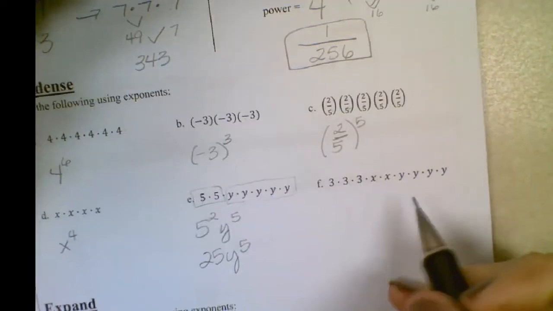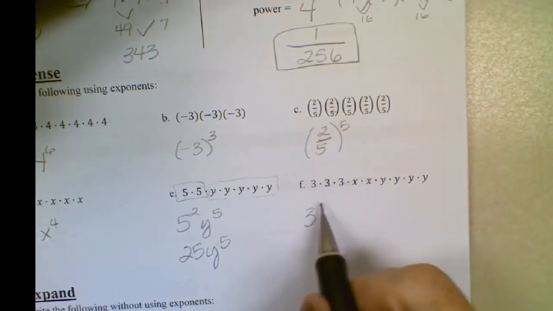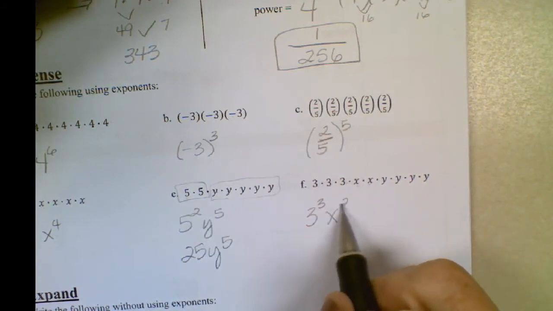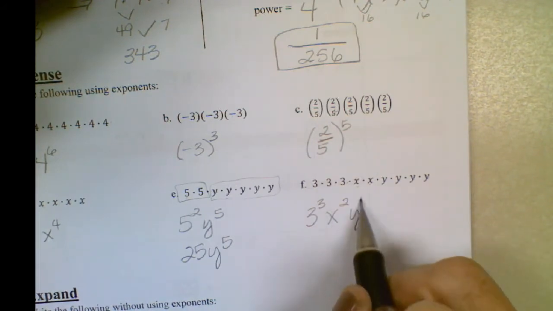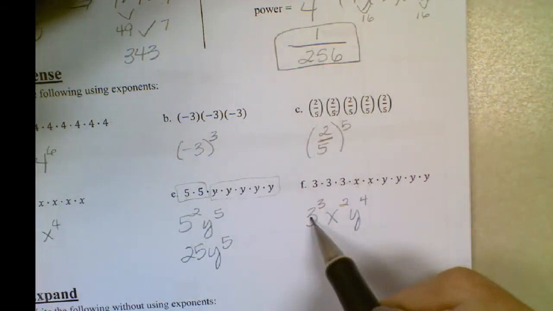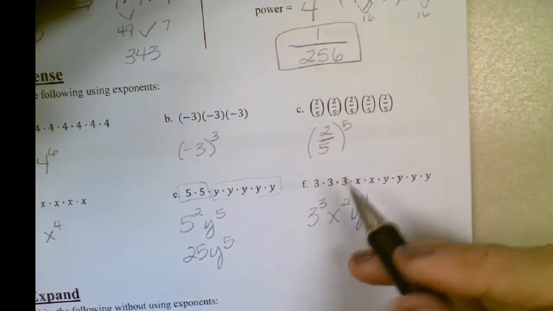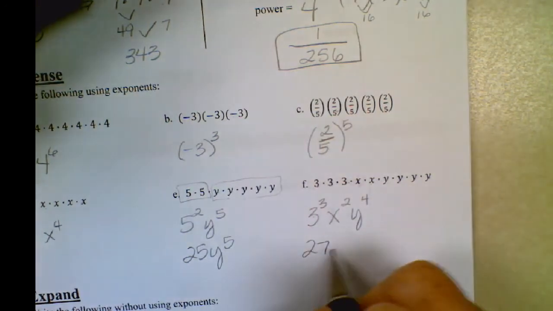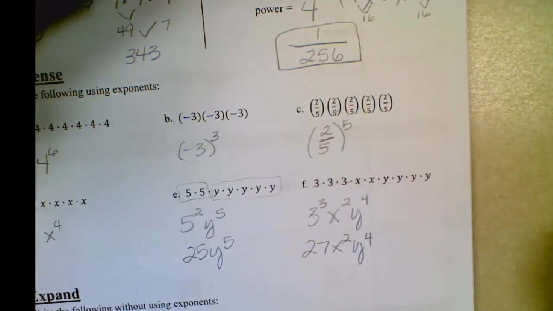You can do the same thing on letter F. So I have 3 as my base, and I have 3 of them. I have another base of x, and I've got 2 of those. And I've got another base of y, and I've got 4 of those. So simplifying that, remember, really common mistake is to say, okay, well 3 times 3 is 9. But remember what that's saying, 3 times 3 times 3, which is 27. And then we can rewrite the x squared and the y to the 4th.